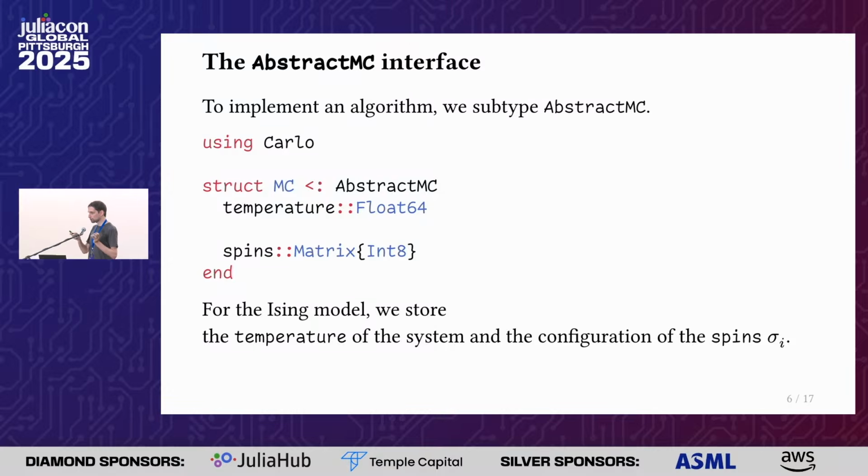Implementing these things in Carlo works by implementing this abstract Monte Carlo interface, which we just subtype here. And for the Ising model, what we need to store is just the temperature of the system and a matrix that stores the Monte Carlo configuration, all the spin states on the lattice, which we just do as a matrix of integers here. And then all the rest is implementing methods that act on this type somehow.